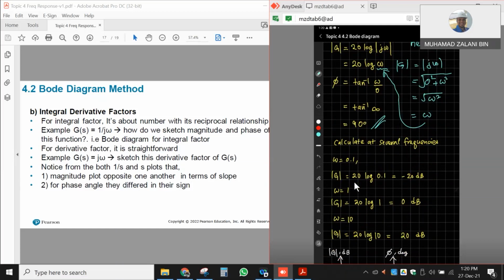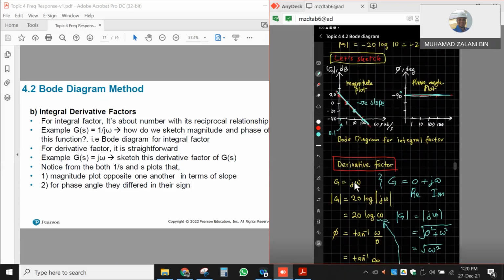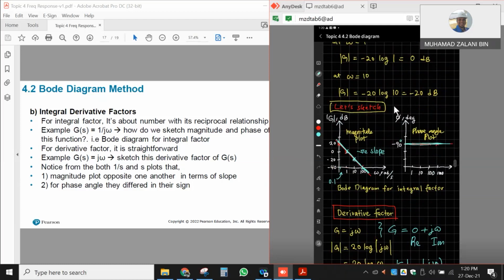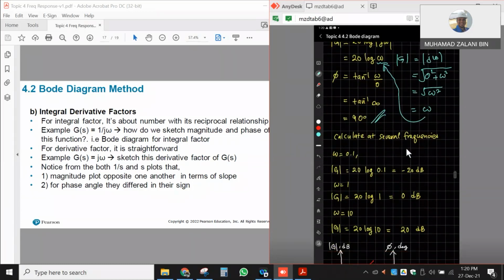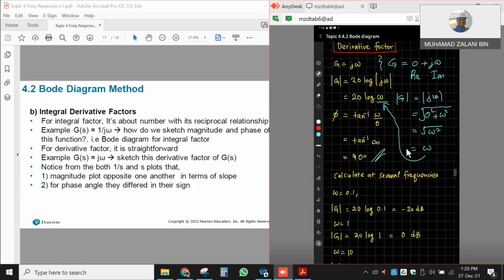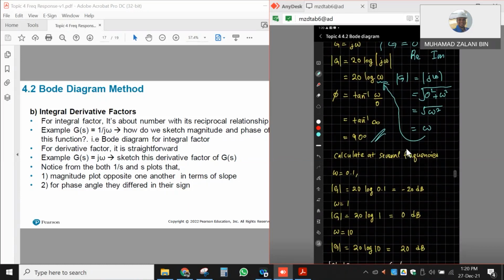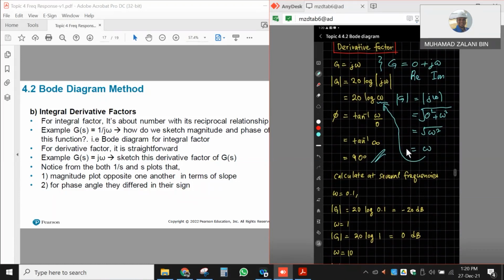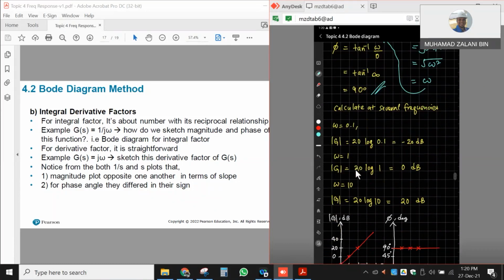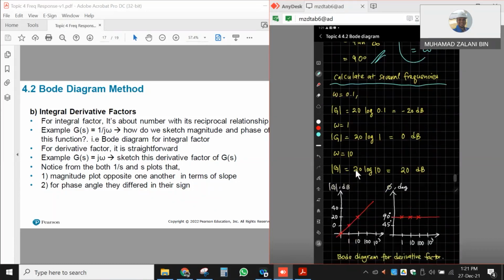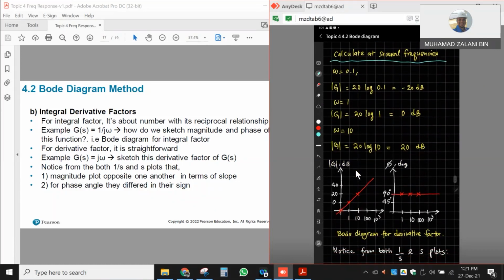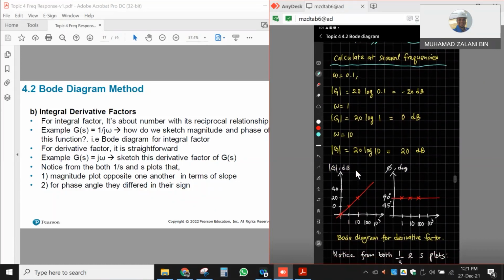So it is different to the integral factor. It is a negative angle, but on the other hand, for the derivative factor, it is a positive angle of 90 degrees. So we can do similarly for the integral factor. Calculate the several frequencies for the derivative factor. Start from omega equals 0.1.